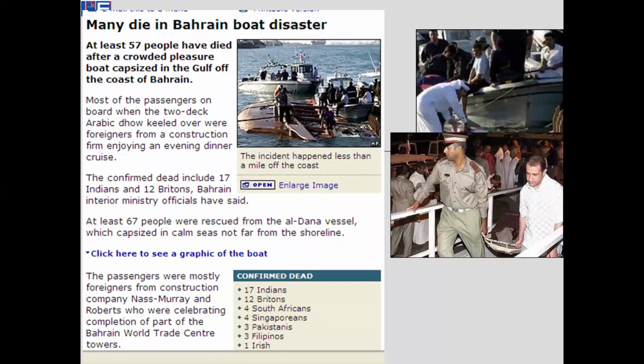Well, here's a good example of it. So this happened a few years ago, but it's very instructive. What happened here was that, as you can read, 57 people died. They were killed when the boat, a dhow, and that's the sort of boat they have in this case, in Bahrain in the Middle East. They were celebrating the end of construction of the building, which I've seen actually in Bahrain. The World Trade Center has big windmills in the middle of it to generate power, which actually doesn't work. But either way, it looks good.